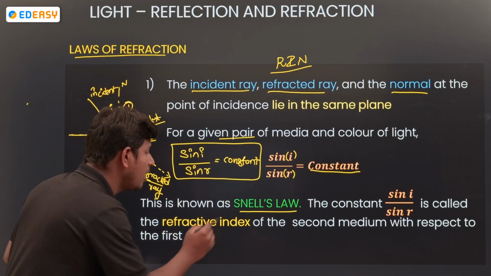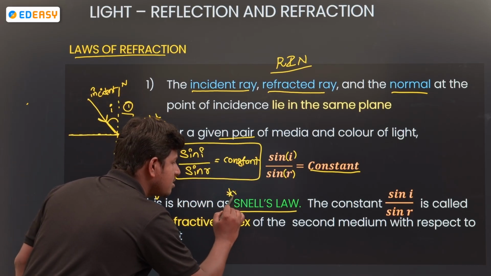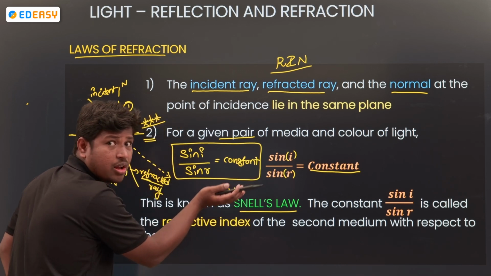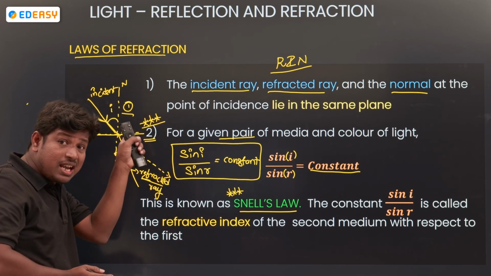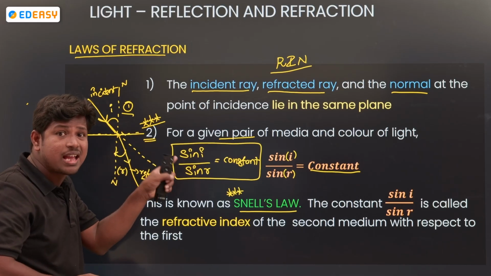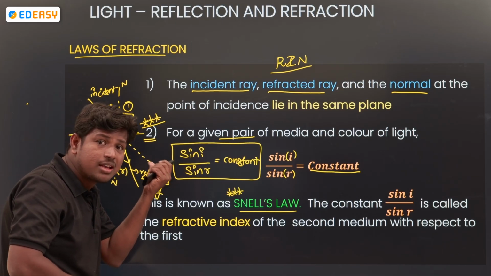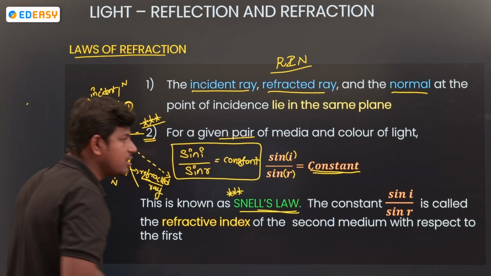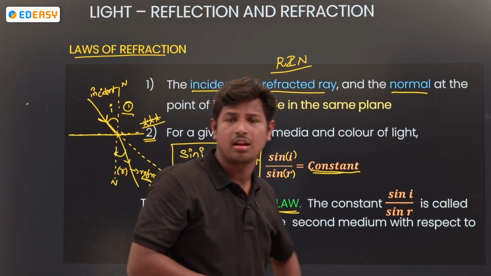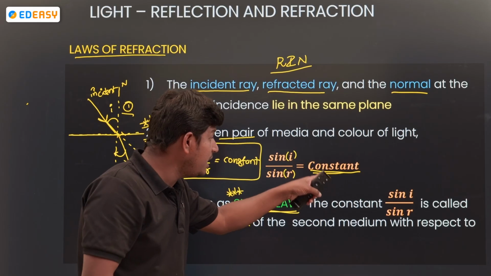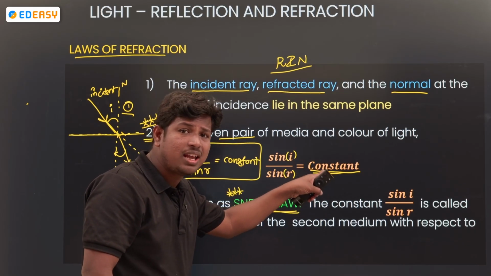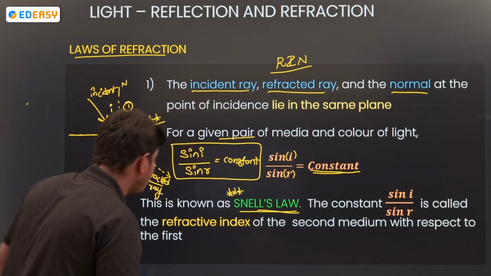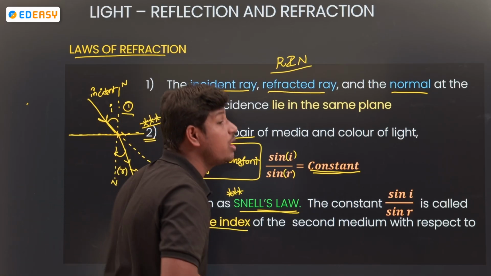Remember that. What is Snell's law? The ratio of the sine of the incident angle by the sine of the refracted angle, sin i by sin r, is constant. This law we call Snell's law. Now, what is this constant? The ratio of sin i by sin r, we call it the refractive index.